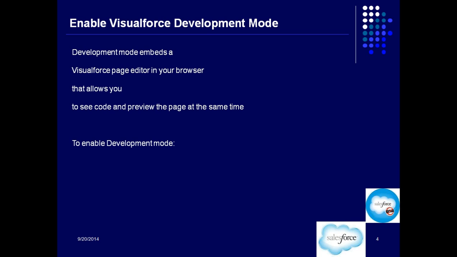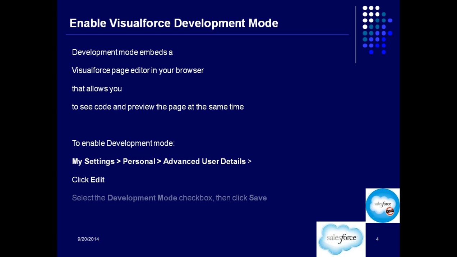To enable the development mode, you just have to do this. Open your developer edition. I want you all to do this on your developer edition right now. Go to My Settings, Personal, Advanced User Details, and then click on Edit. Select the development mode checkbox and click Save. Just let me know once done.